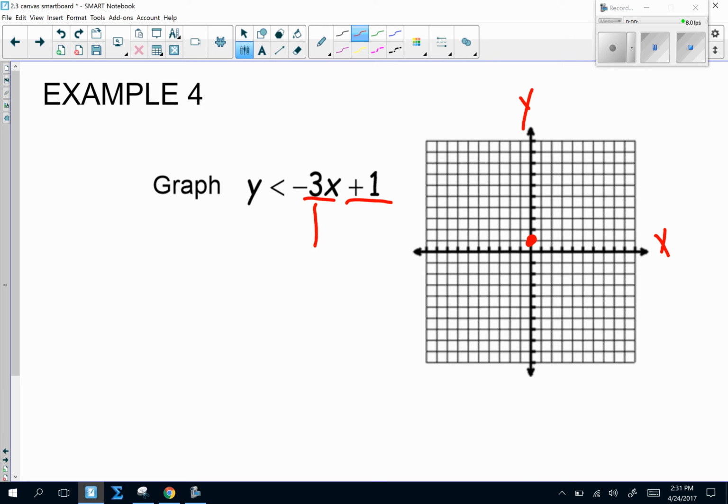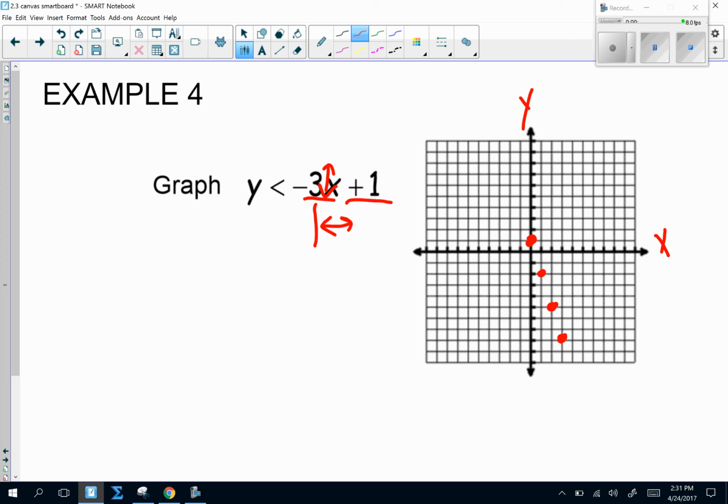So we're going to turn our slope into a fraction, and we have to remember that the top number is the up and down movement, and the bottom number is the side to side. So I have to rise -3, which means I'm going to go down 3. So I'm going to go down 1, 2, 3, and then I'm going to go forward 1 because it's positive, and I'm going to keep doing this, go all the way through my graph. So down 1, 2, 3, forward 1, forward 1.